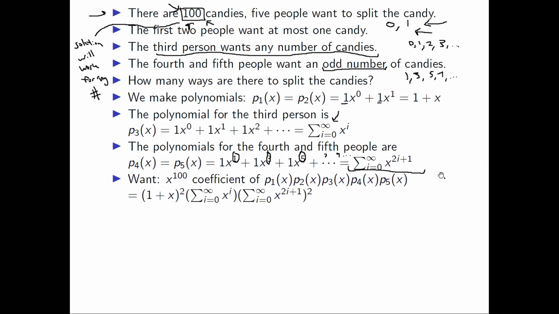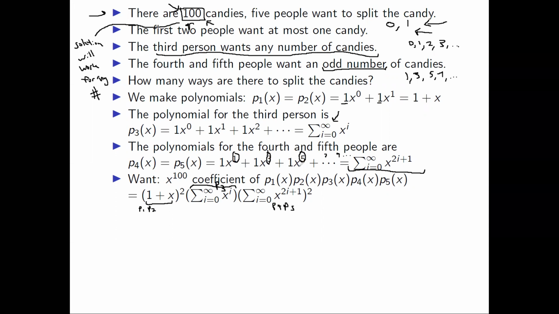And when we multiply them, the P1 and P2, they're both the same polynomial, this 1 plus x. So that's how we got that. The P1 and P2 contributed that. This one right here in the middle, the sum i equals 0 to infinity of x to the i. That's our P3. That's from 2 bullets ago. And from the last bullet, this one right here is P4, P5.